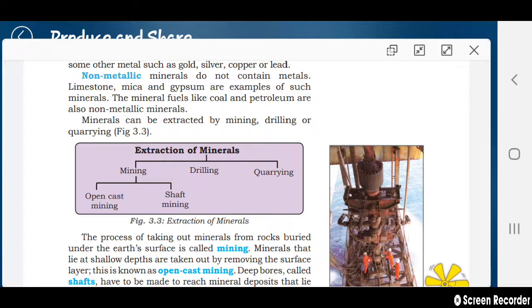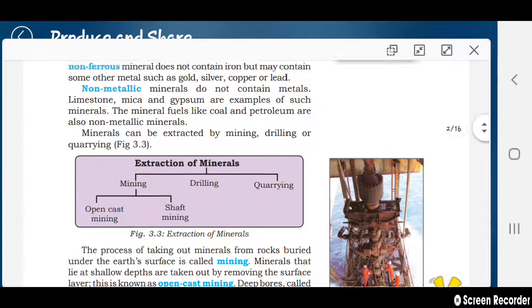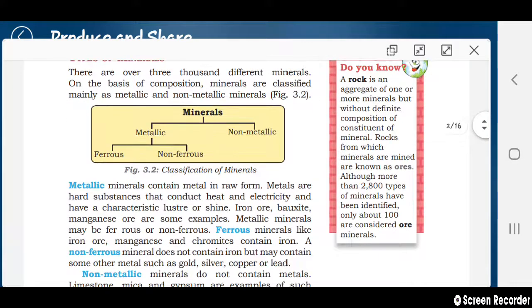Minerals can be extracted by mining, drilling or quarrying. A rock is an aggregate of one or more minerals, without a definite composition of constituent minerals. Rocks from which minerals are mined are known as ores. Although 2800 types of minerals have been identified, only 100 of them are considered as ore minerals.